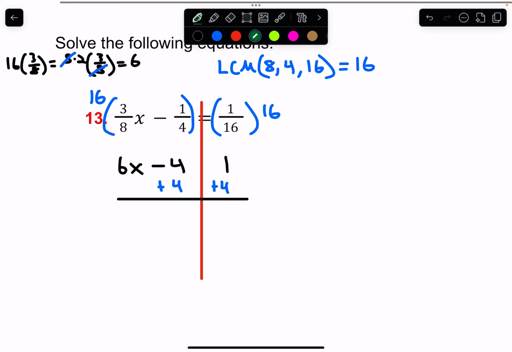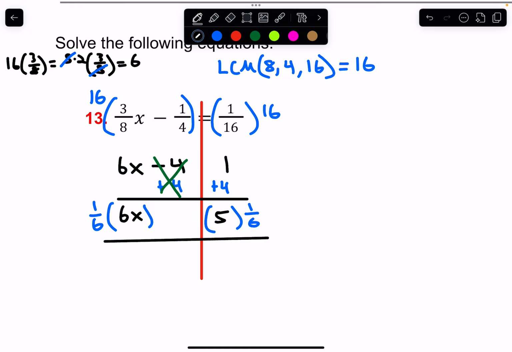The 4's on the left cancel, so I am left with 6x is equal to 5. Then we can go ahead and multiply both sides by 1/6, which is the same as dividing both sides by 6. And when I do that, I'm going to get an x on the left and a 5 over 6 on the right. So x equals 5 over 6 is my solution.